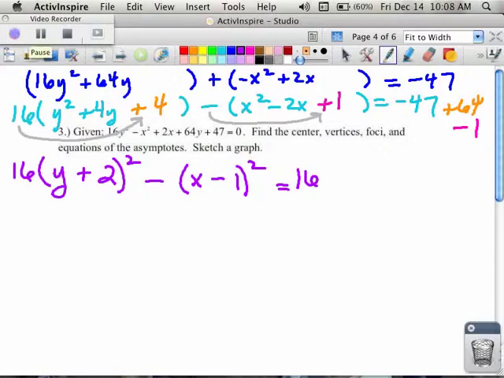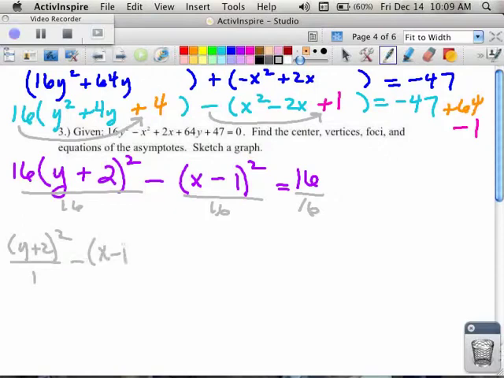After this, I can't have 16 on the right-hand side, so I'm going to divide both sides by 16. So 16 there, 16 here, 16 here. And in the end, my standard form equation will look like y plus 2 quantities squared all over 1. Boom. And then I'll have minus x minus 1 quantity squared all over 16 equals 1.